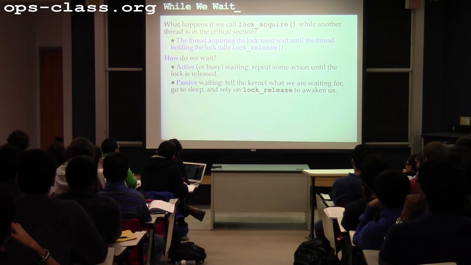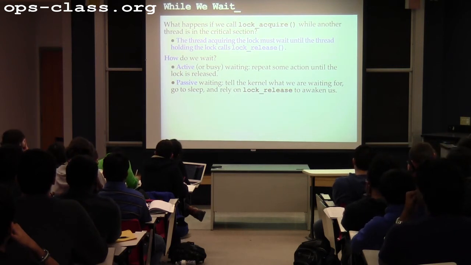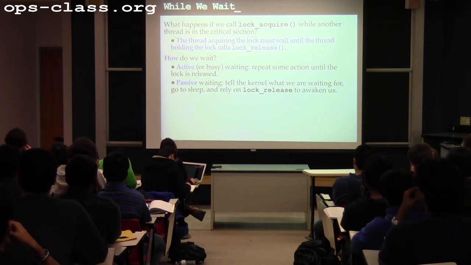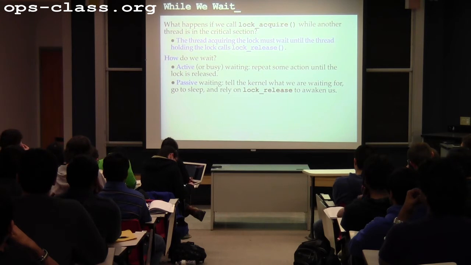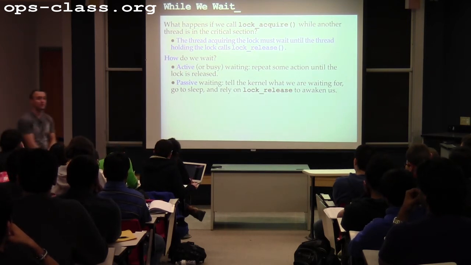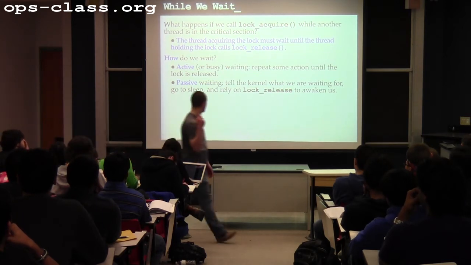And this is what's called passive waiting. This involves a little bit more work than active waiting. I have to have some way of telling the system, the kernel, or whoever's providing the lock implementation, here's what I'm waiting for. And then I need some mechanism for actually sleeping, and then some mechanism for awakening threads once lock release is called. Luckily, on your system, you already have these mechanisms in place. You just have to figure out how to use them correctly.